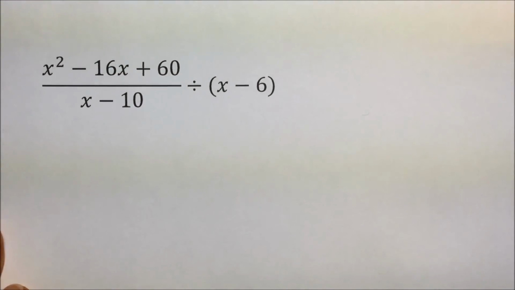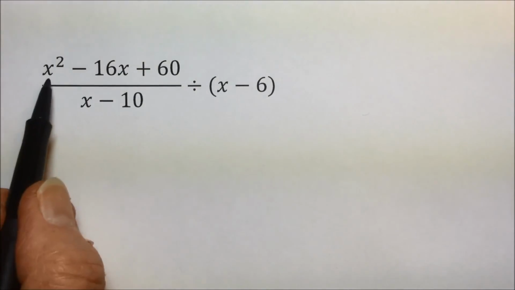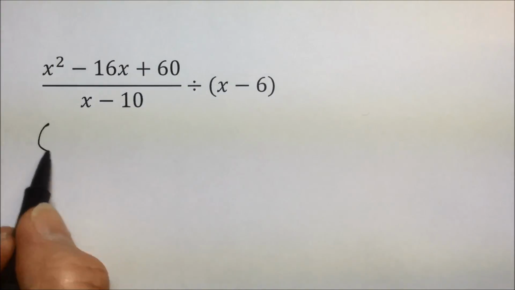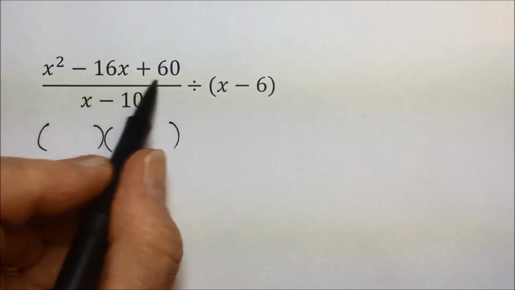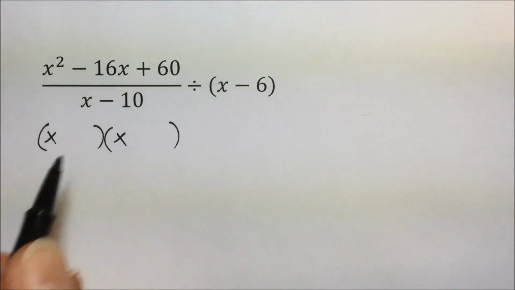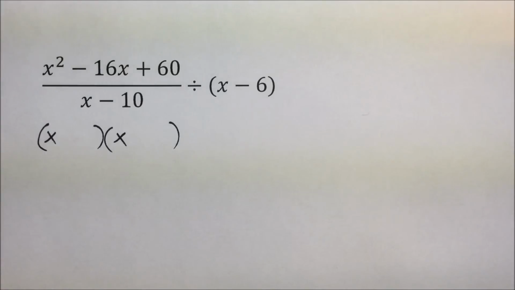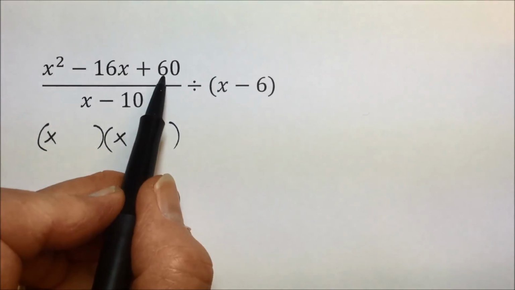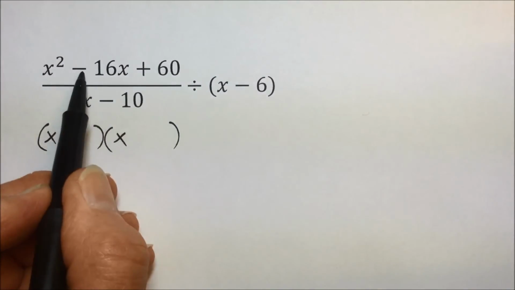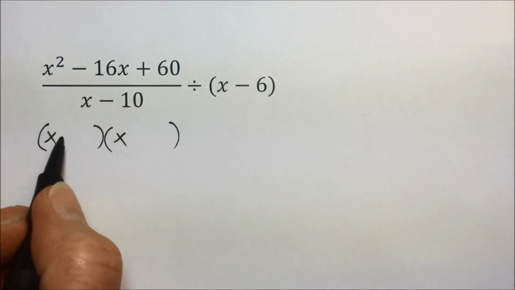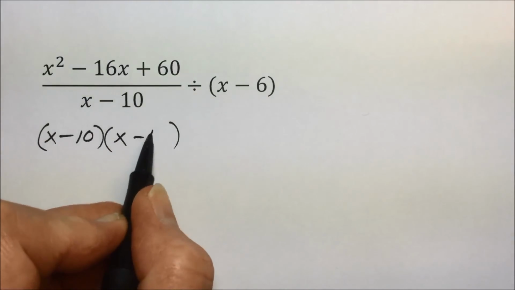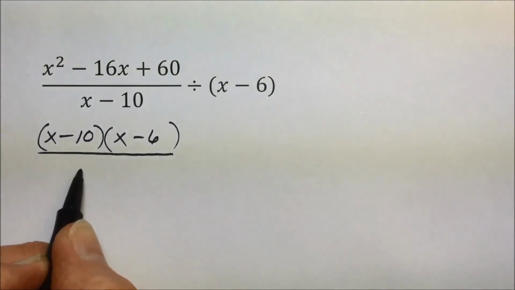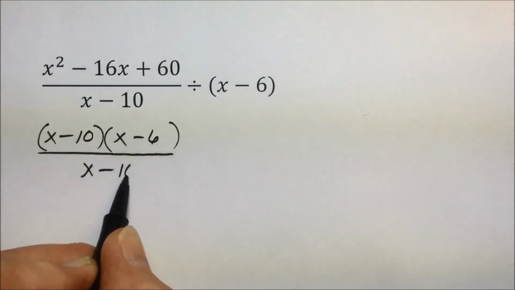In this next example, it also is a division, and same procedure as the last one. Let's factor as we go along. In the numerator, we're looking for two binomials that multiply to give us this trinomial. Our first terms will be x. We're looking for factors of 60, both signs the same, both minus, that add up to be 16. A negative 10 and a negative 6 does the trick, over the denominator of x minus 10.